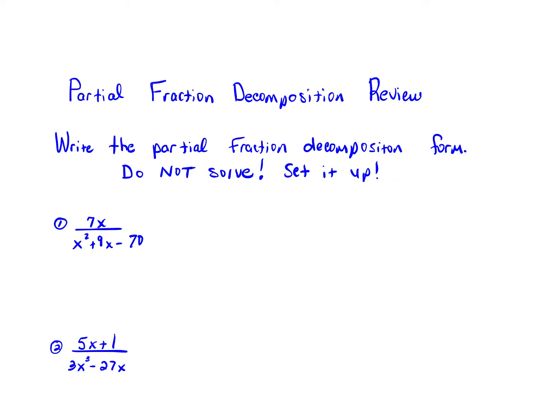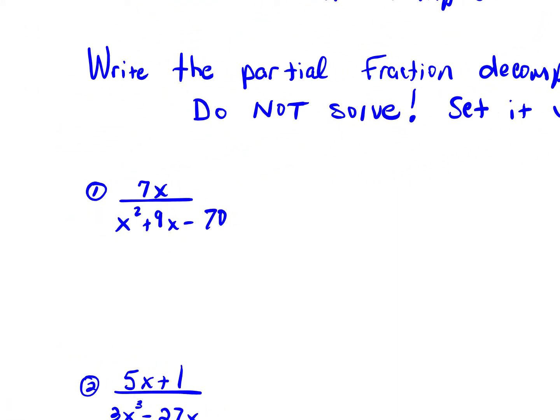So if we look at number 1, it's given to us as 7x over x squared plus 9x minus 70. We have to factor that denominator there. So find the factors of negative 70 that add up to be positive 9. Well, if we did negative 5 times 14, that would give us the positive 9, and it multiplied, it would give us the negative 70. So this factors to just be x minus 5 times x plus 14.